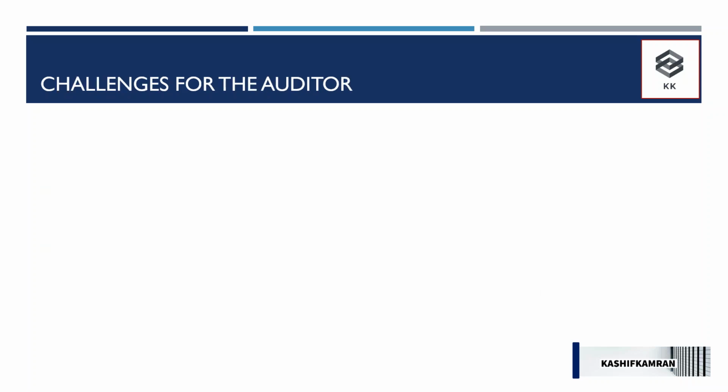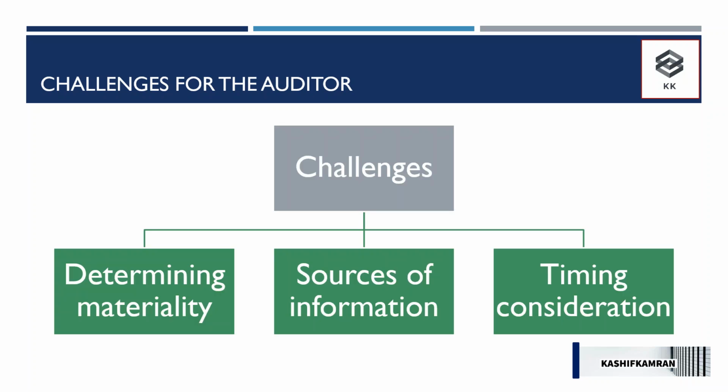If you look at the challenges for the auditor, number one, determining the materiality. Audit is done on a material basis, right? And the auditor needs to find material disclosures. Auditor needs to define what is a material disclosure, because auditor cannot look after every disclosure in the notes, right? So auditor needs to emphasize on material disclosures, significant disclosures, and I'll be emphasizing on that shortly.